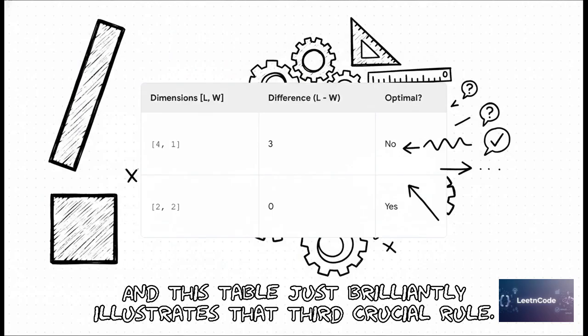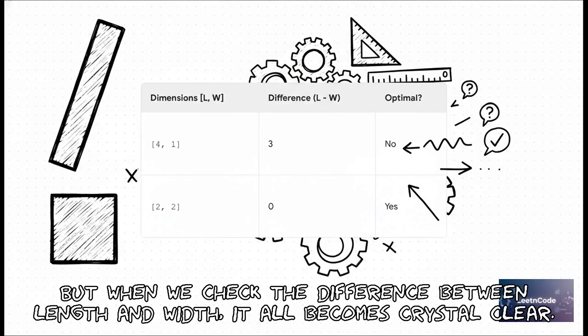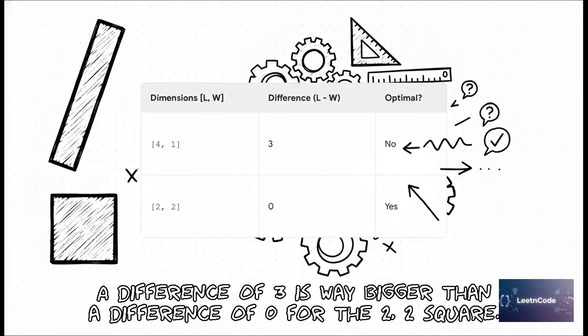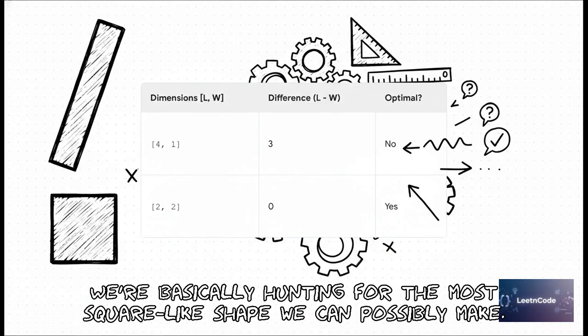And this table just brilliantly illustrates that third crucial rule. Look, both (4, 1) and (2, 2) are valid options for an area of 4 if you only look at the first 2 rules. But when we check the difference between length and width, it all becomes crystal clear. A difference of 3 is way bigger than a difference of 0 for the (2, 2) square. So boom, the (2, 2) square is our optimal solution. We're basically hunting for the most square-like shape we can possibly make.